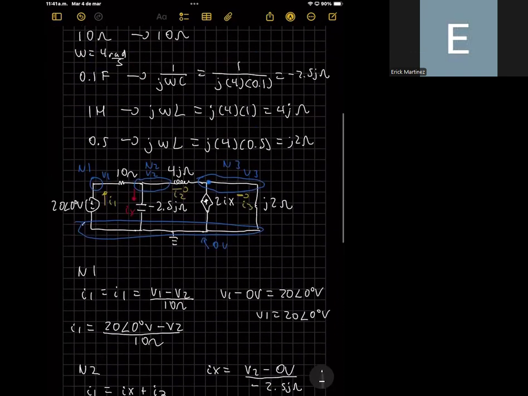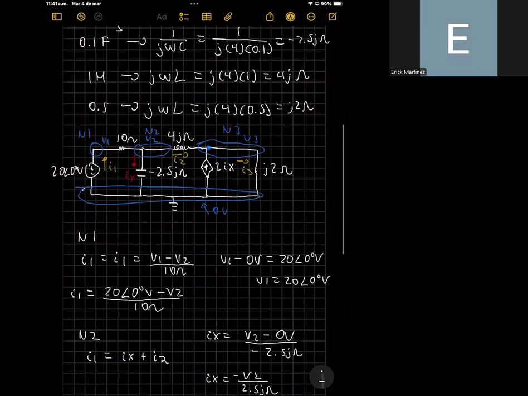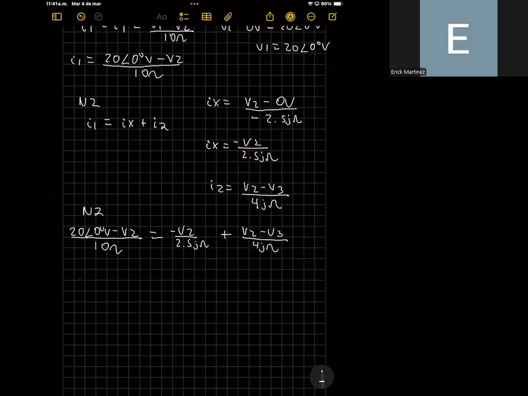So we can define a similar equation for node number 3. So we apply again the Kirchhoff current law to node number 3.